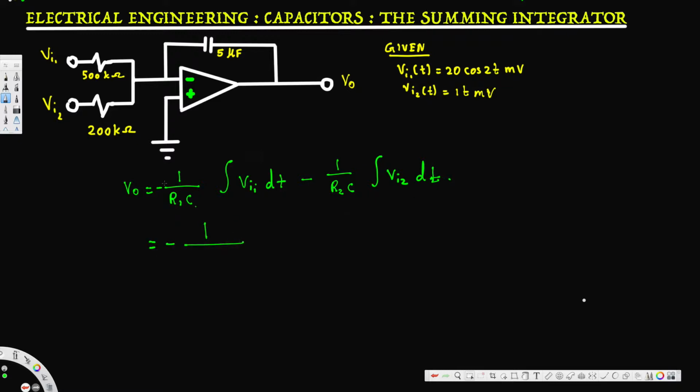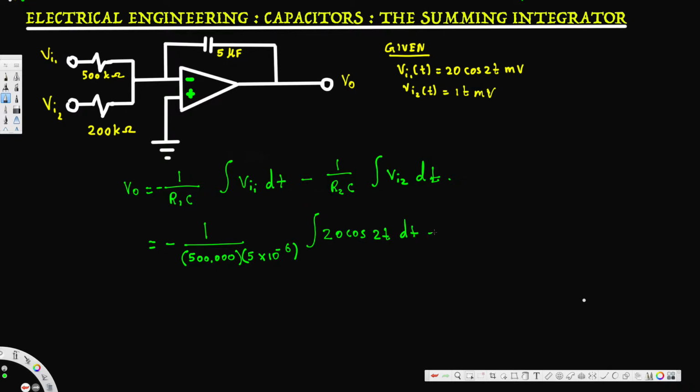Negative 1 over R1, which is 500 kilo ohm, so 500,000 ohm, times the capacitance, that is 5 microfarad. Micro is 10 to the power of minus 6, so 5 times 10 to the power of minus 6, times integration of Vi1. Vi1 is equal to 20 cos 2t millivolts. Milli is 10 to the power of minus 3. Let's keep this one as millivolts because finally we can express our answer in millivolts. So that's it for the first part.